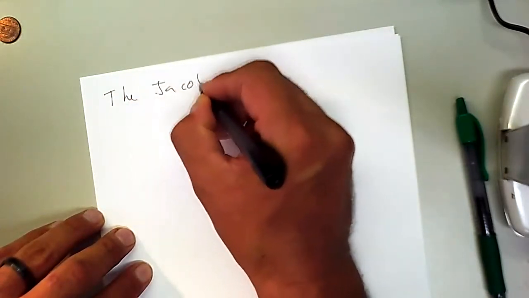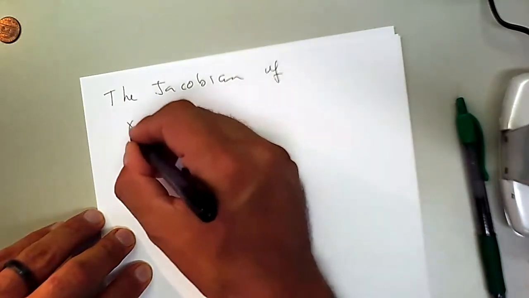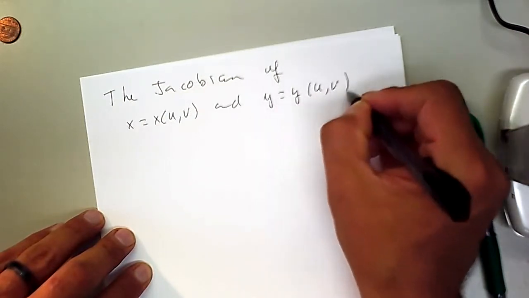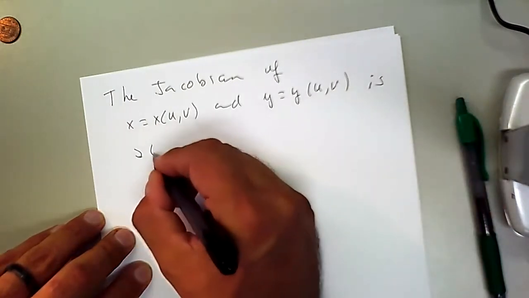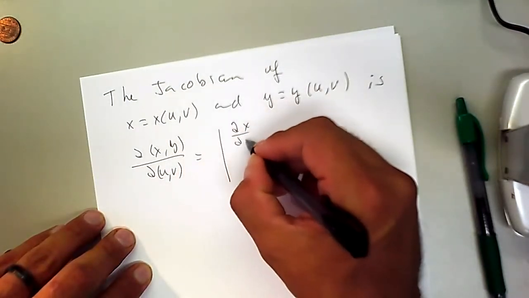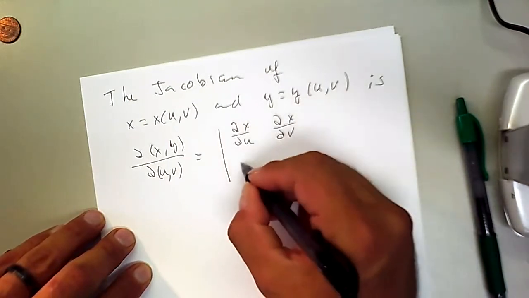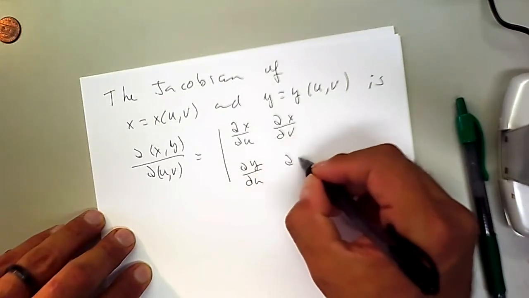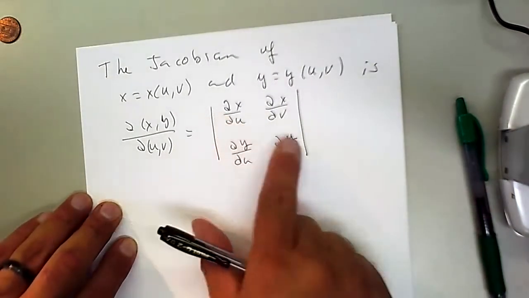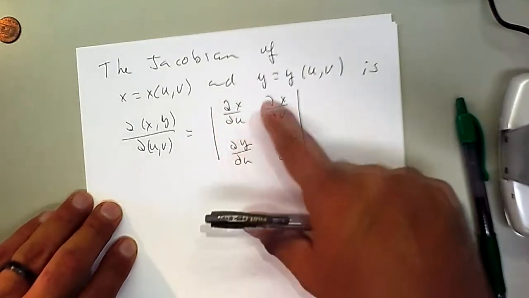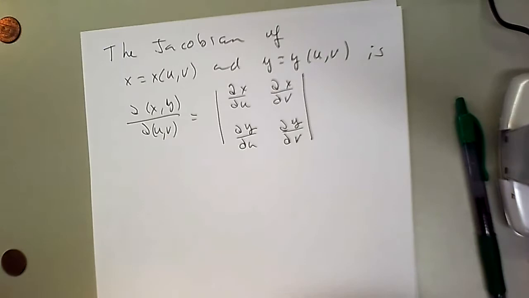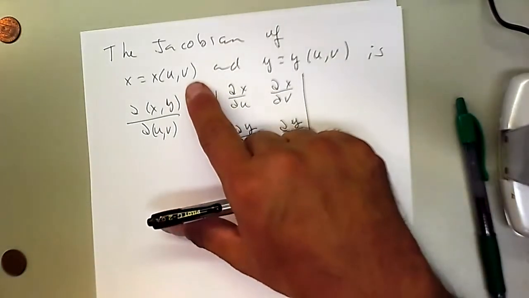The Jacobian of x equals x of u, v and y equals y of u, v is partial x, y with respect to u, v, which is the determinant: partial x with respect to u, partial x with respect to v, partial y with respect to u, partial y again with respect to v. So this determinant means find all of those four partials and then multiply those two minus the product of those two. And that's how we go about finding the Jacobian for going from two into two.